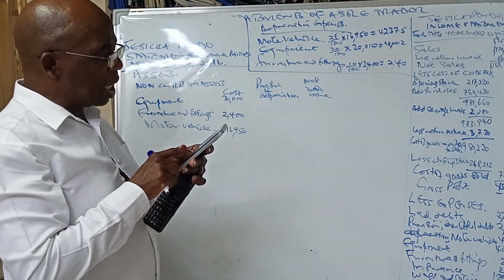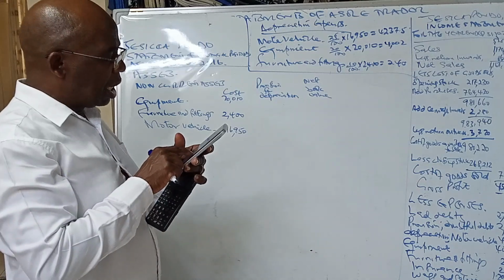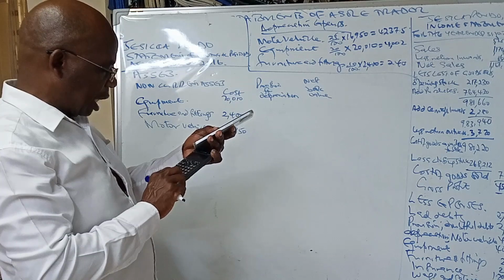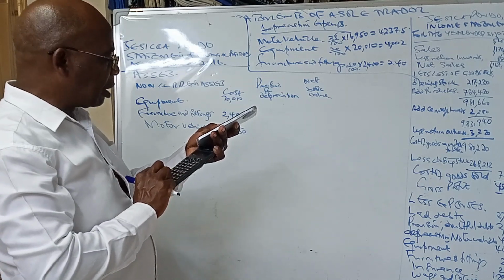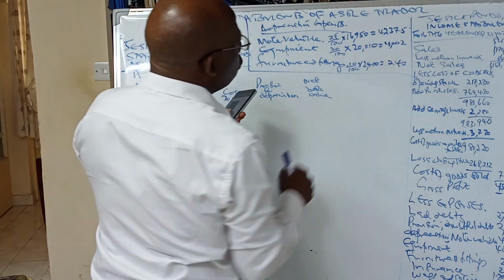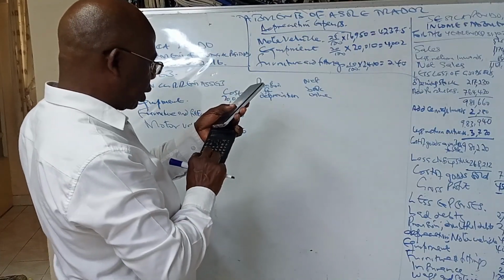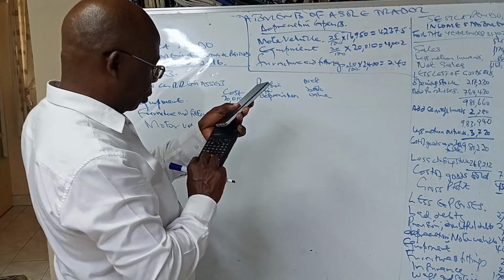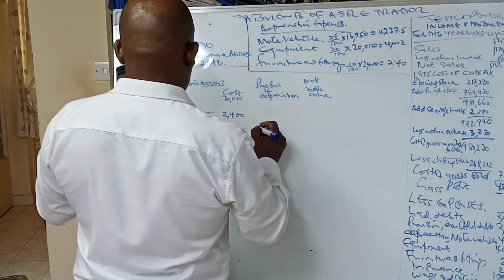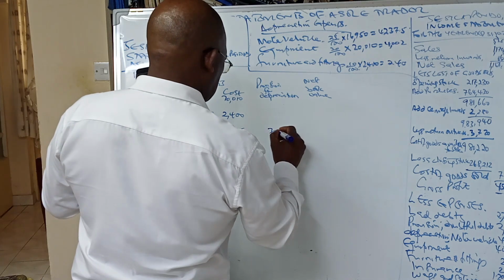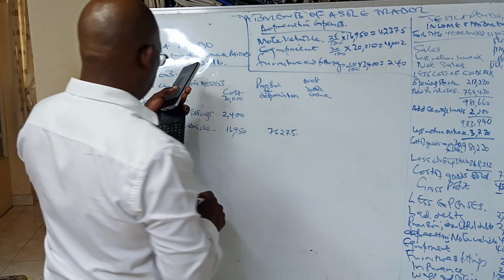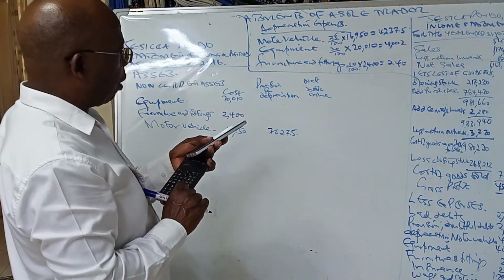In the trial balance, you are given the depreciation at the beginning of the year. The depreciation for motor vehicle at the beginning of the year was 3,390. But what we have now depreciated this year for the motor vehicle is 4237.5. So we add 4237.5 to get 7627.5. I want to repeat again.